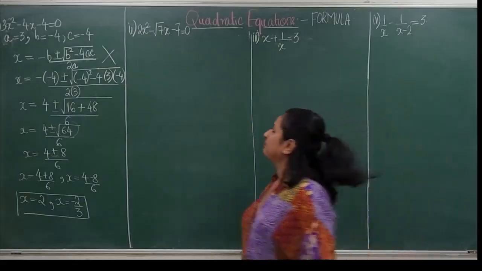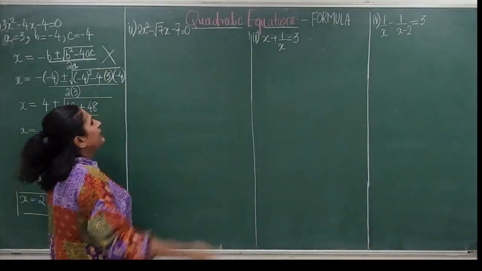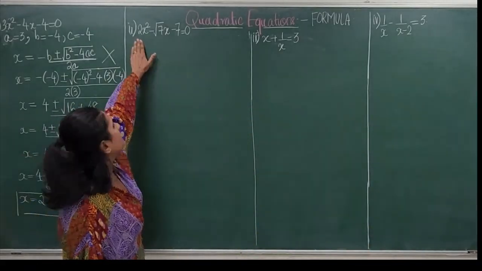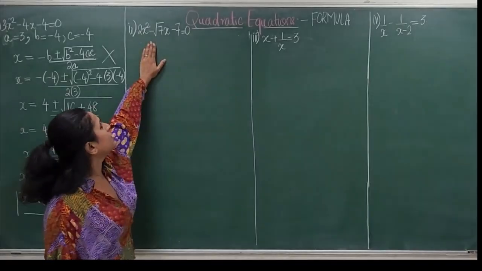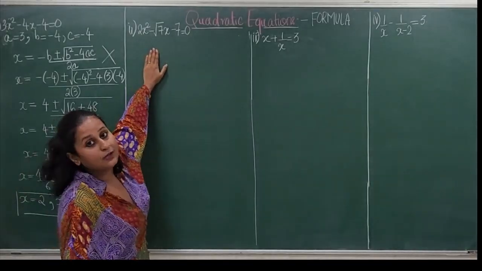Next up, what is my a here? Can I say we have a standard form here? 2x square minus root 7x minus 7 is equal to 0.